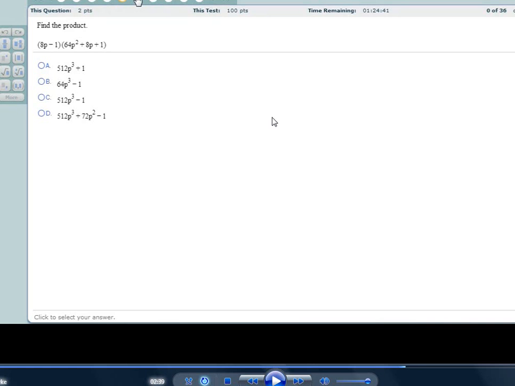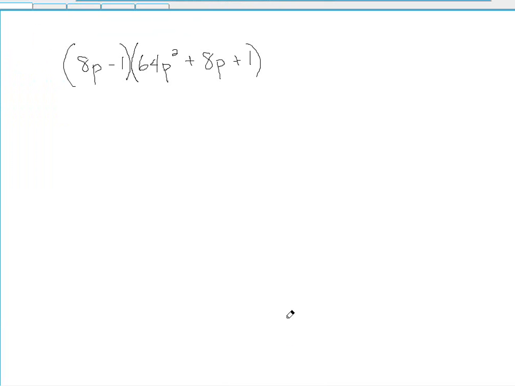Okay, so here's number 25. Notice you're taking a binomial and multiplying it by a trinomial. Distributive, distributive, distributive, folks. That's what you got to keep in mind. You're using the distributive property here.